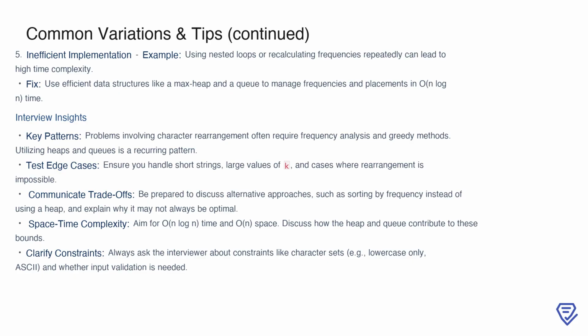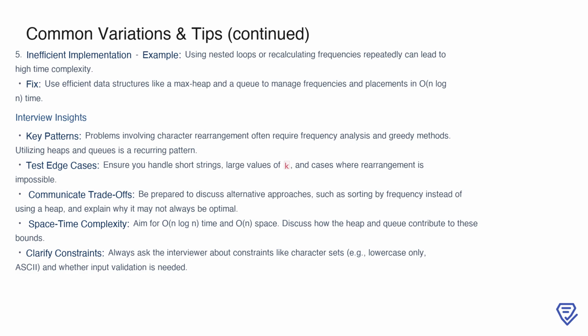It's also important to communicate trade-offs during an interview. For example, you might compare using a heap versus sorting by frequency, explaining why one approach might be more optimal than the other depending on the scenario. Regarding complexity, aim to achieve O(n log n) time and O(n) space, and be prepared to explain how the heap and queue contribute to these bounds.